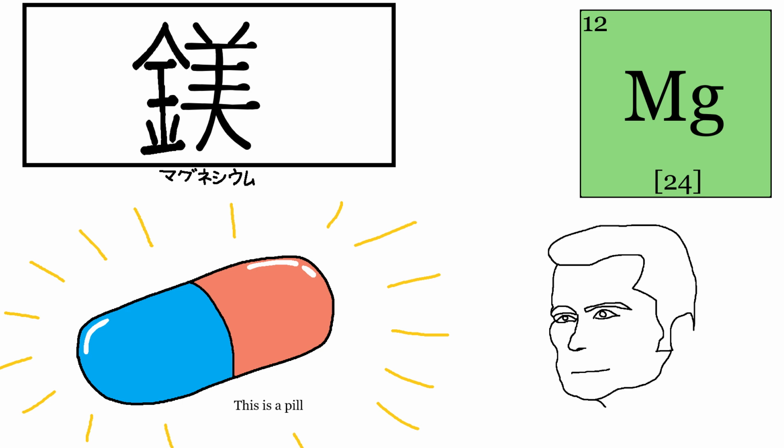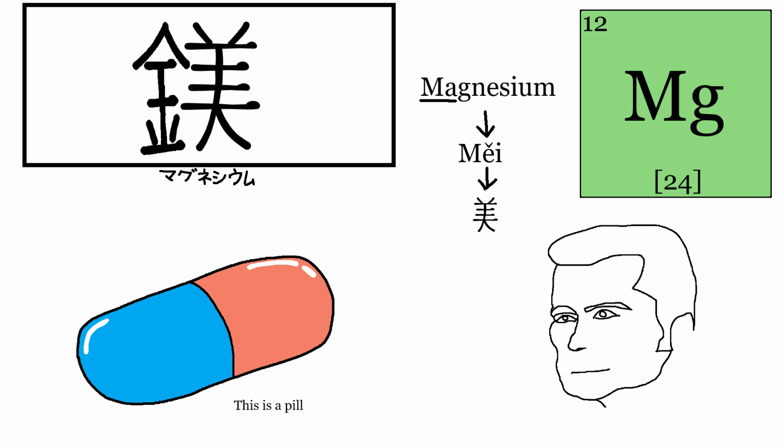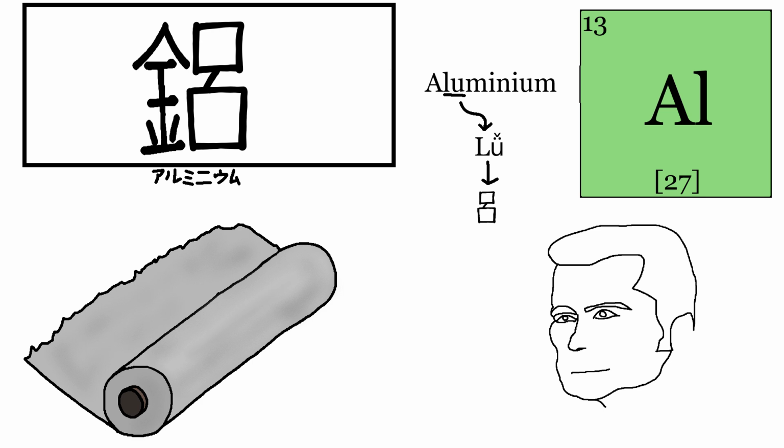Magnesium is written like this. This is the kanji for beauty, by the way. You can see the resemblance, right? Anyways, in Chinese, it's pronounced mei, and also this is mei. Aluminum, the best metal, is written like this. It's pronounced lu, so they chose the kanji that makes the same sound.